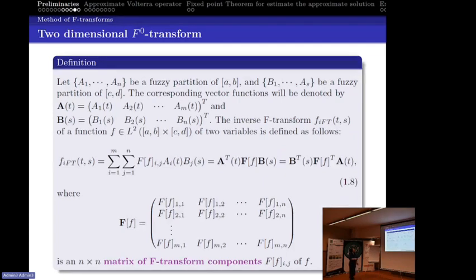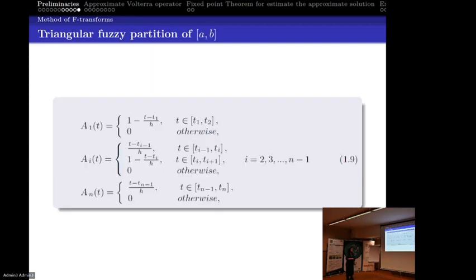And now this is the two-dimensional inverse transform of a two-dimensional function. Again, we express this function as a combination of the matrix of components F and two vectors of basic functions A and B. And you know, fuzzy transform has a lot of shapes, and in our research we focus on the triangular shape.